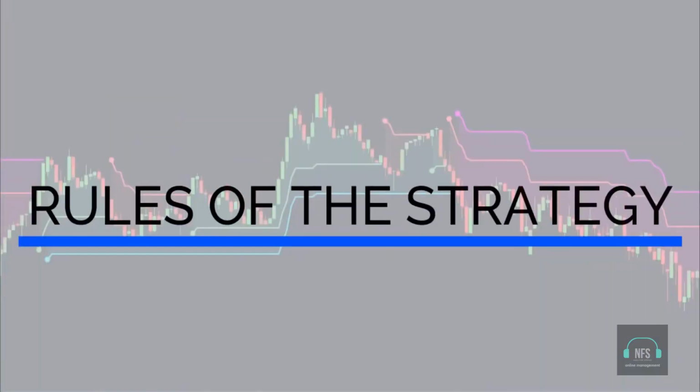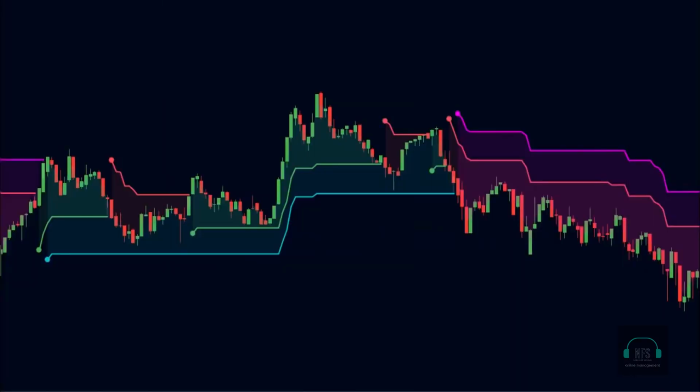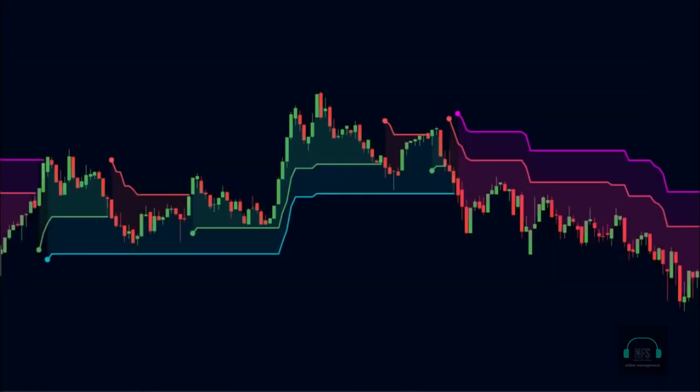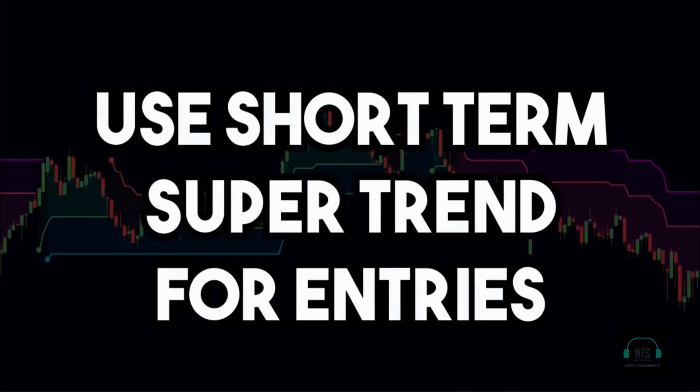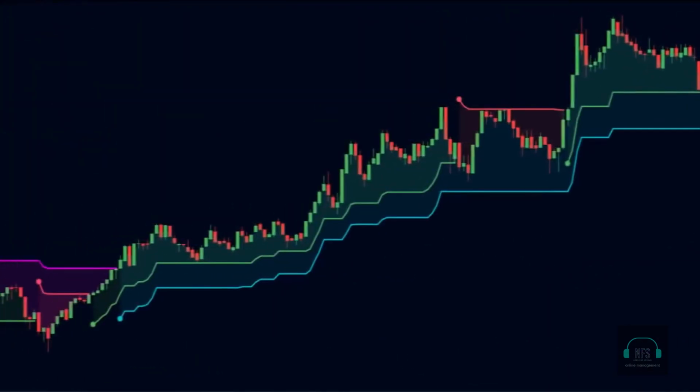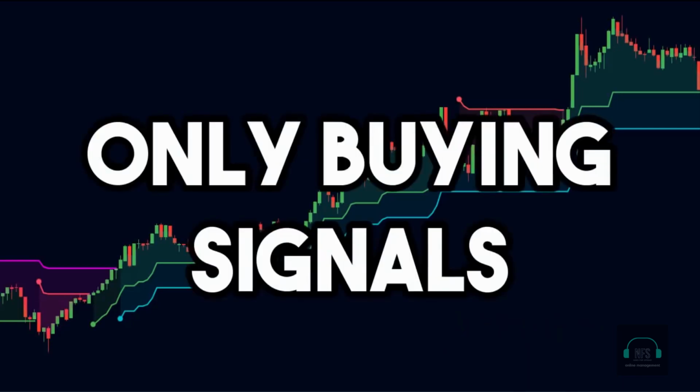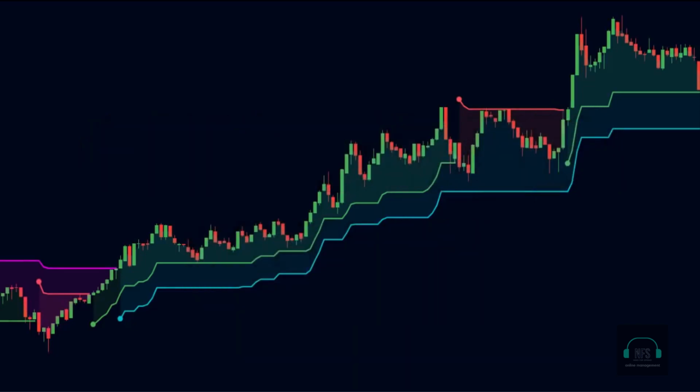Now let us understand what are the rules of the strategy. According to our strategy, we will use the long-term Supertrend to identify the trend. And we will use the short-term Supertrend for our entries. Look at this chart. Here, the long-term Supertrend is blue and hence, it says that the price is in an uptrend. So we will only look at buying signals on the short-term Supertrend. Therefore, we did not take this sell signal, and we saved ourselves from a loss. Soon the price reversed and gave a buy signal. We take this trade and we made good profits.